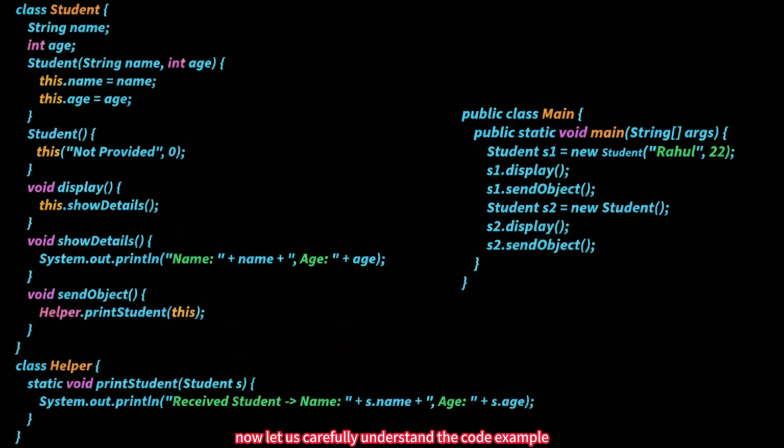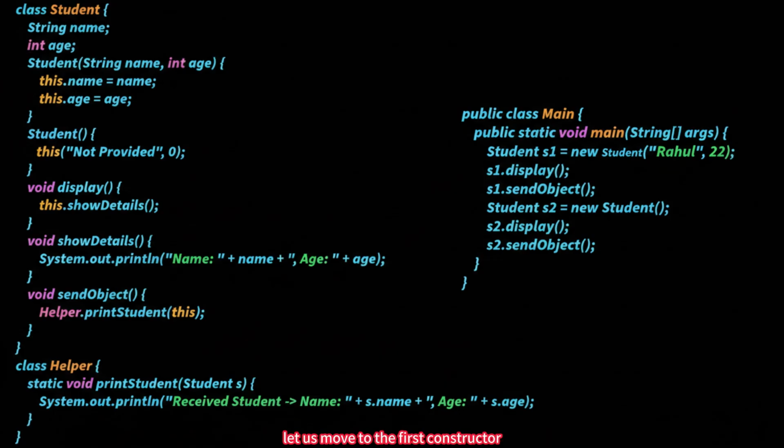Now let us carefully understand the code example. First, we have a class named Student. This class represents a student, so inside this class we store student-related data. Inside the Student class, we have two instance variables. The first one is name, which stores the name of the student. The second one is age, which stores the age of the student. These variables belong to each individual student object.